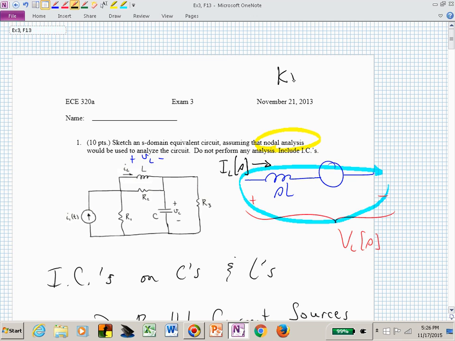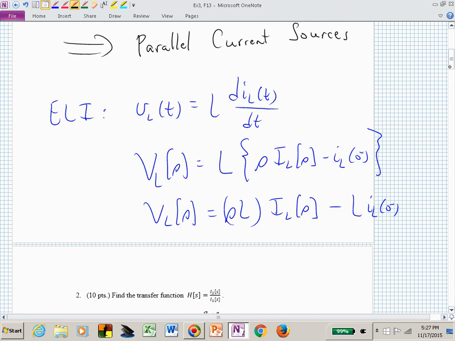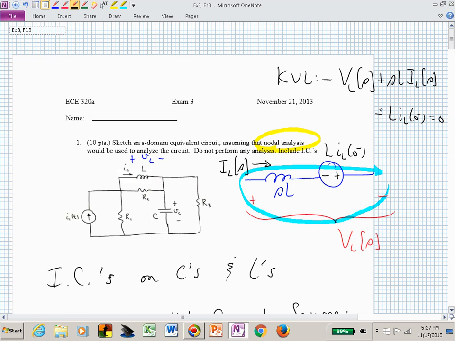So if I did KVL here as a check, I would say that's minus V_L(s) plus sL I_L(s), and I need to now say minus L I_L(0-) equals 0. So I need this to be minus, plus L I_L(0-), in order to incorporate the initial condition consistent with what this expression told me. Meaning if I now solve this expression for V_L(s), V_L(s) is equal to, just putting it on the other side, an impedance piece minus L I_L(0-).